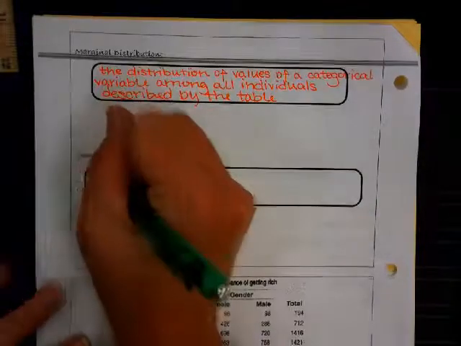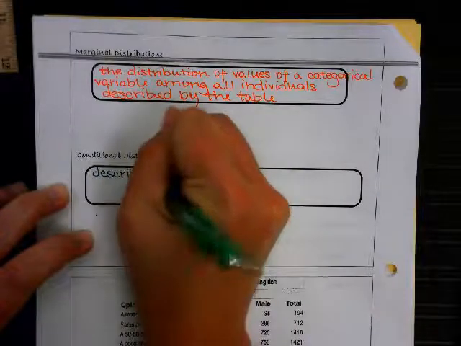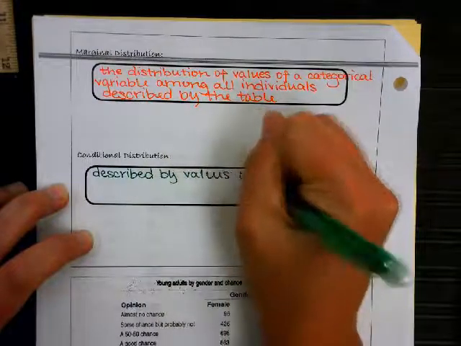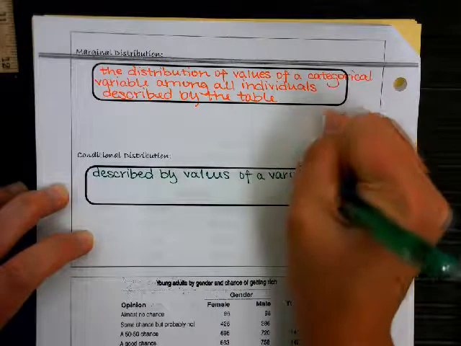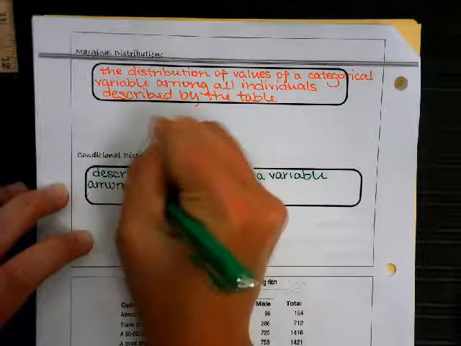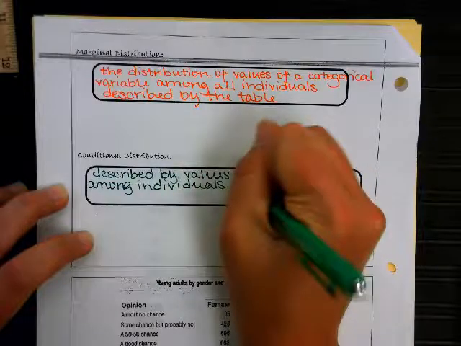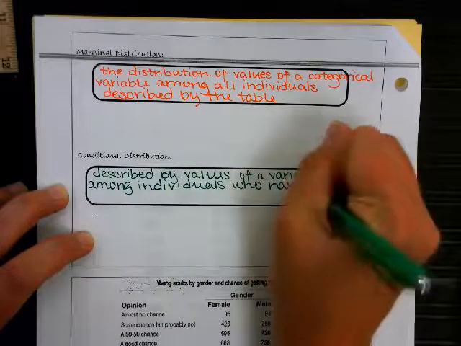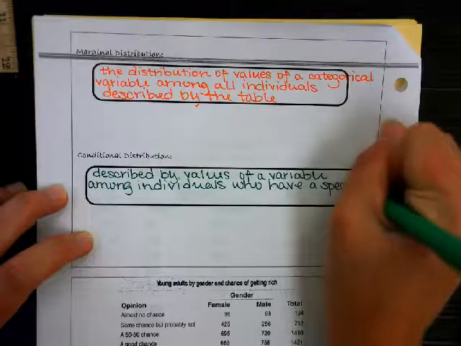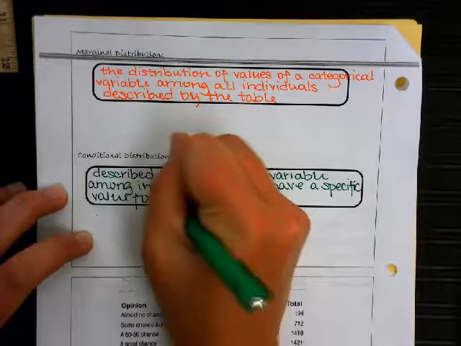Conditional distribution is described by values of a variable among individuals who have a specific value for another variable. Sorry, that H looks like men.